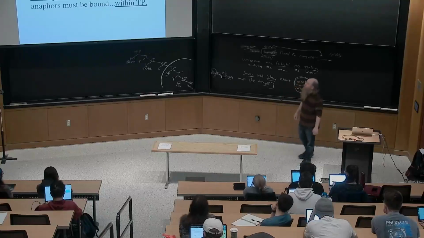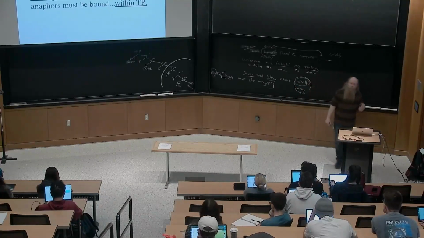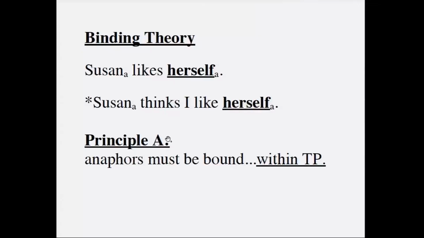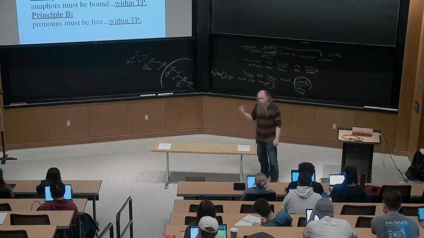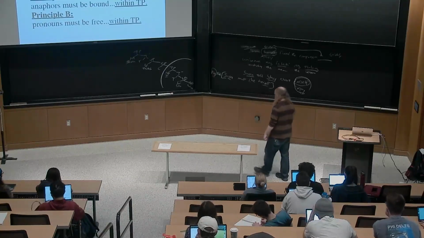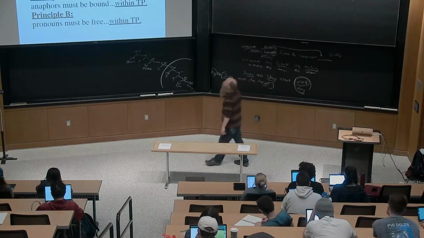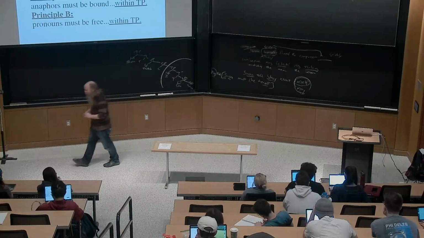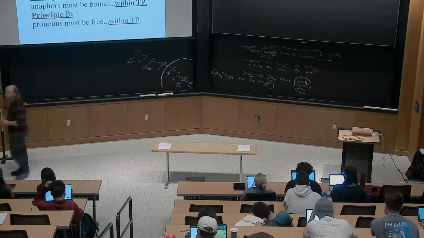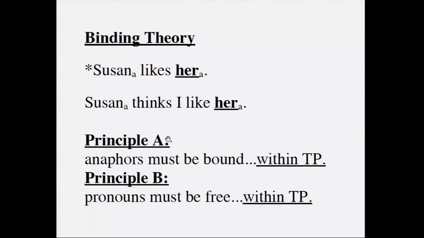So principle A says anaphors need to be bound within the smallest TP that contains them. And then principle B, where B stands for the principle that comes after principle A, says pronouns must be free within TP. Just as we saw before that pronouns and anaphors are so far in complementary distribution for a given reading, you can say Susan likes herself, and that means that you can't say Susan likes her and mean the same thing that you mean with Susan likes herself.